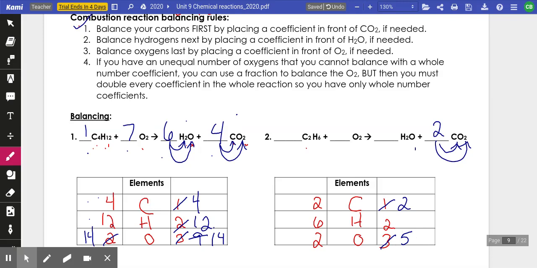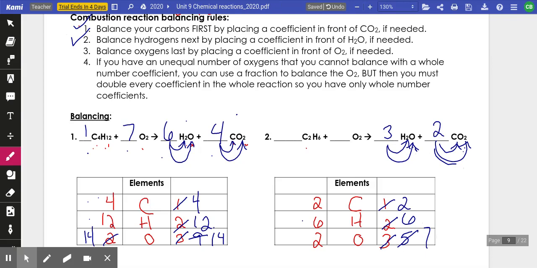Okay, so step 2 is to balance my hydrogens. I have 6 hydrogens on my reactant side. I want to get 6 on my product side. So what do I need to do to that? I need to put a number 3 in front of the H2O. When I do that, again, that multiplies in there to give me the 6 hydrogens, but it changes this as well. So now I have 3 oxygens coming from my water, and I have 4 oxygens coming from my carbon dioxide for a total of 7 oxygens. So that's my step 2.